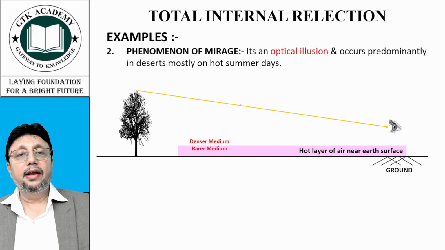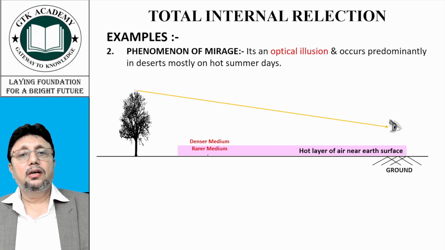But in case of summers, the layer which is just adjacent to the ground becomes very hot, and it becomes a rarer medium, and over that there is a denser medium. Actually, in fact, there will be many layers. I have only drawn one layer just for explaining you. There will be many layers where you will have rarer and more denser and more denser and more denser, like that. Now suppose from the same point another light ray comes like this.